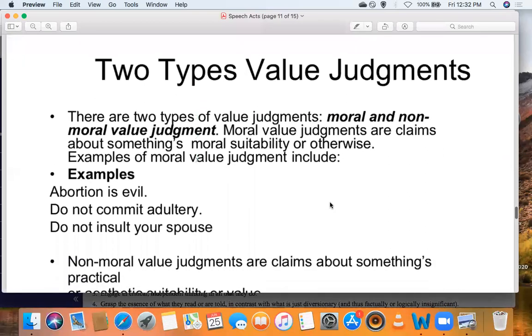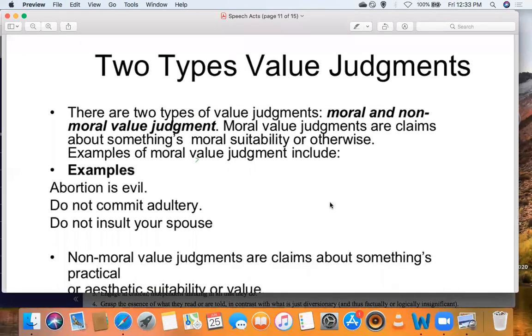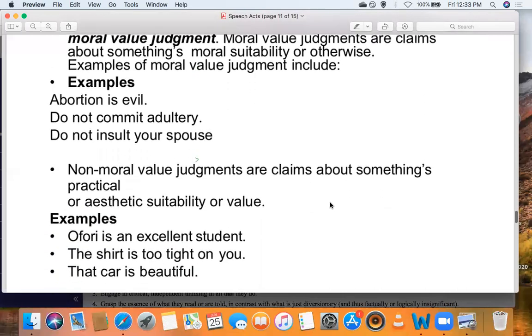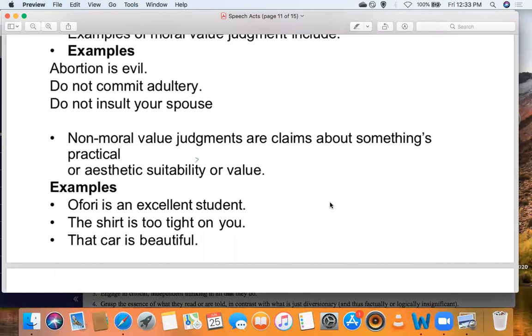Examples: abortion is evil, don't commit adultery, don't insult your spouse. These are moral value judgments. Then the non-moral value judgments are claims about something's practical or aesthetic suitability or value. Now, when you're talking about non-moral value judgments, you are talking about those things that we value, but they are not really moral.